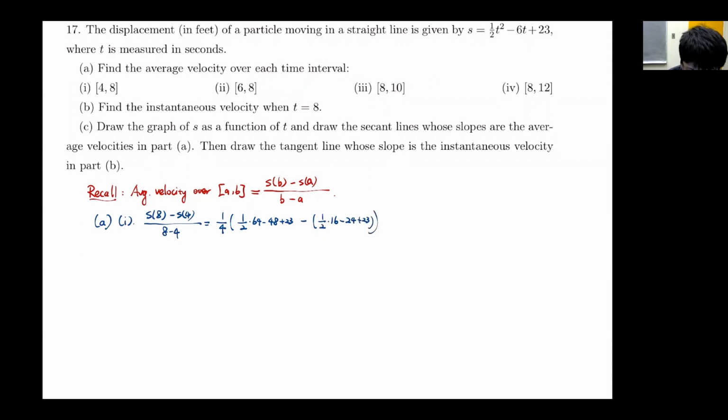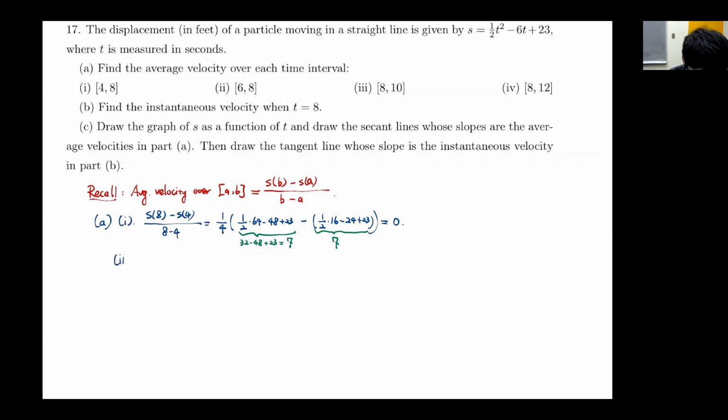The first one simplifies as 32 minus 48 plus 23, and the answer is 23 minus 16, which is positive 7. The second one is 8 minus 24 plus 23, so that is 8 minus 1, and the answer is 7. So it will be 7 minus 7 divided by 4, and the answer is 0. That is part 1.